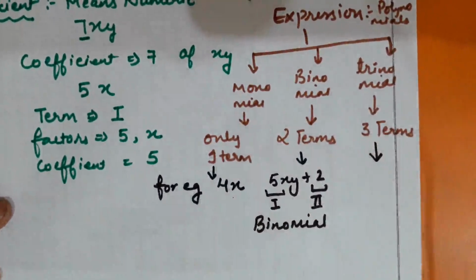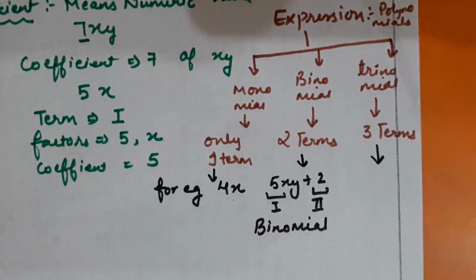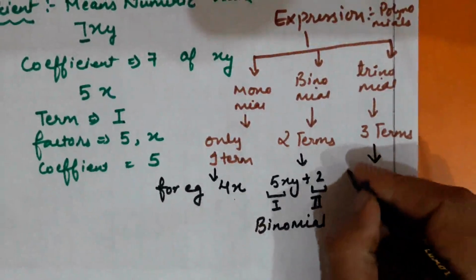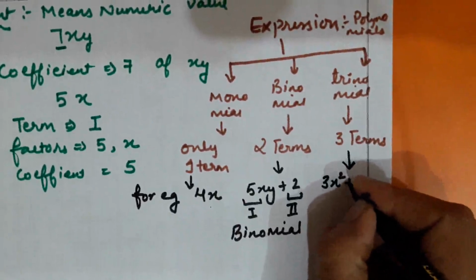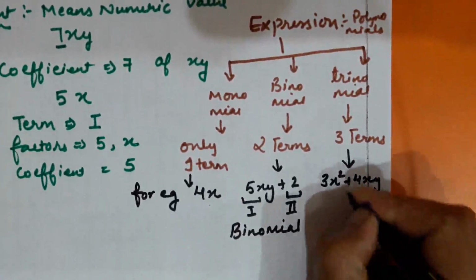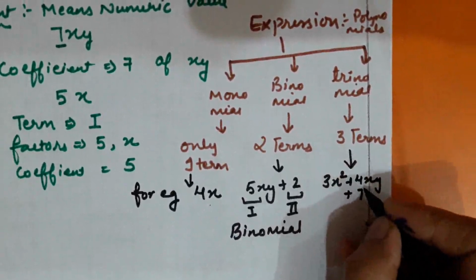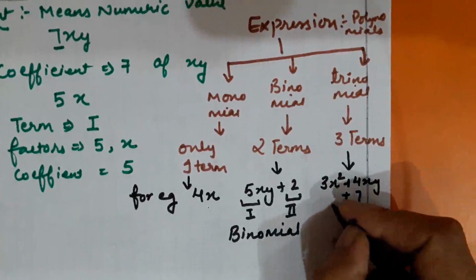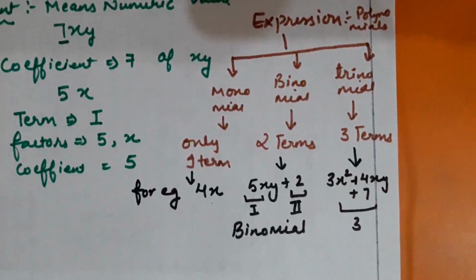Third, three terms: trinomial example. Let's see, if we are having 3x square plus 4xy plus 7. 3x square is one term, 4xy is second term, and 7 is third term. So total terms are 3. So this is an example of trinomial.